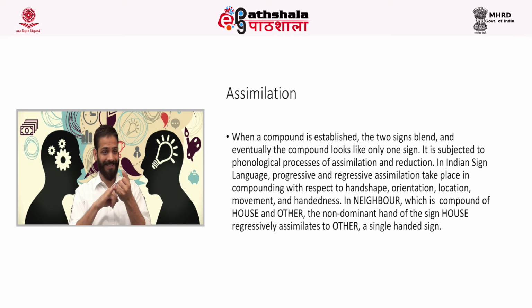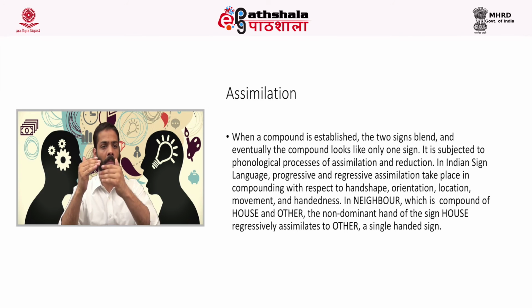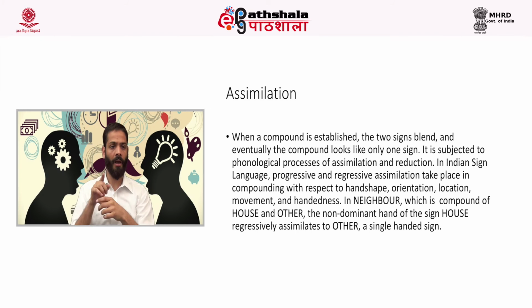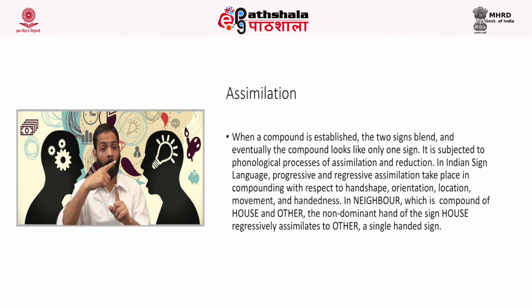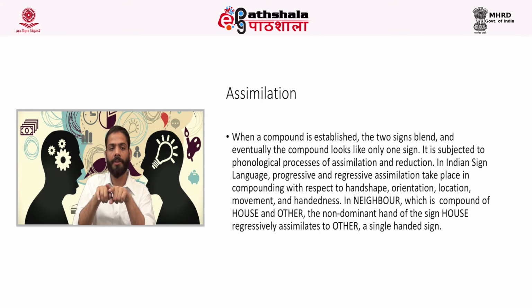The next feature is assimilation. When a compound is established, the two signs blend and eventually the compound looks like only one sign. It is subjected to phonological processes of assimilation and reduction. In Indian Sign Language, progressive and regressive assimilation take place in compounding with respect to hand shape, orientation, location, movement, and handedness.